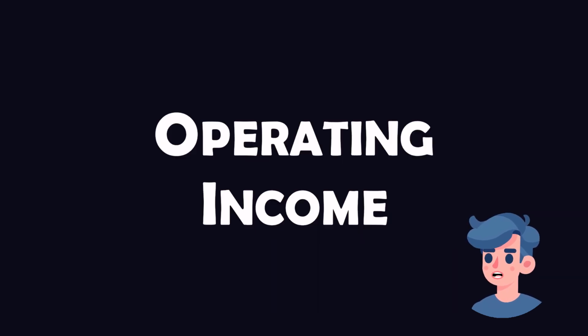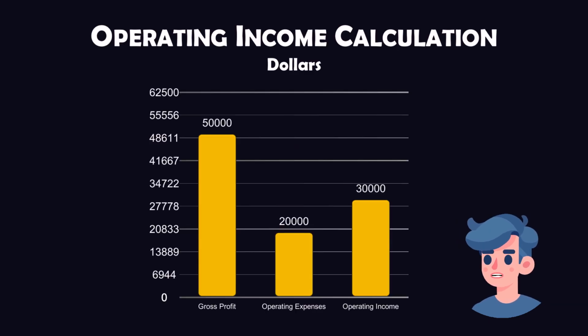After deducting operating expenses from the gross profit, the result is the operating income. In our example, it's $30,000. This shows the company's profitability from its core business operations.